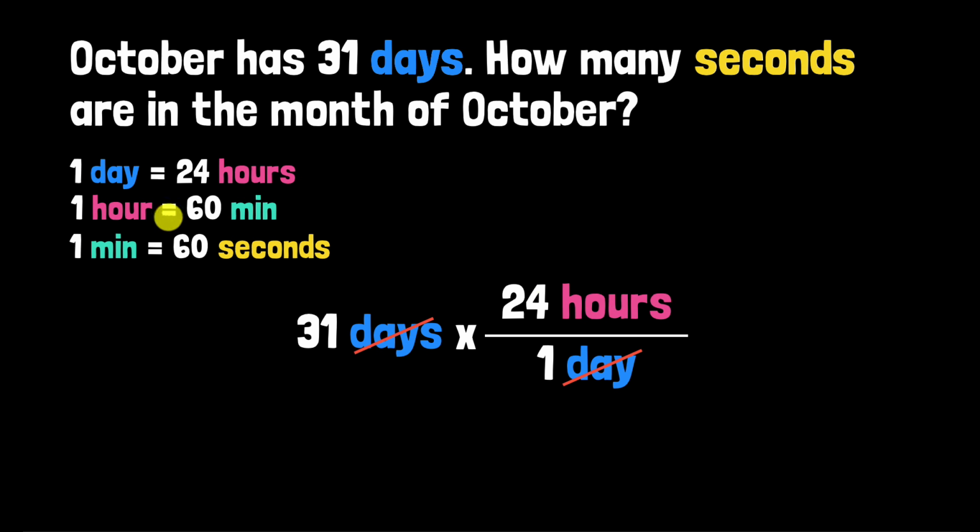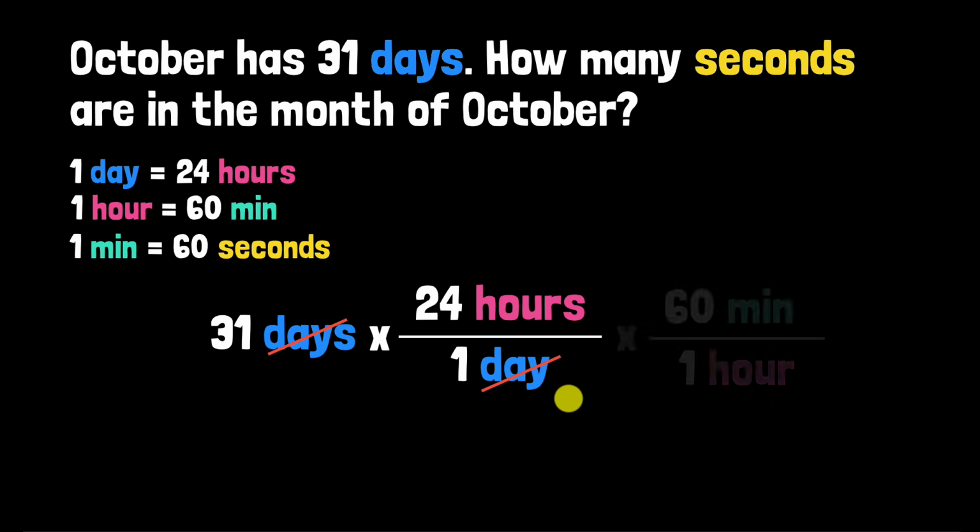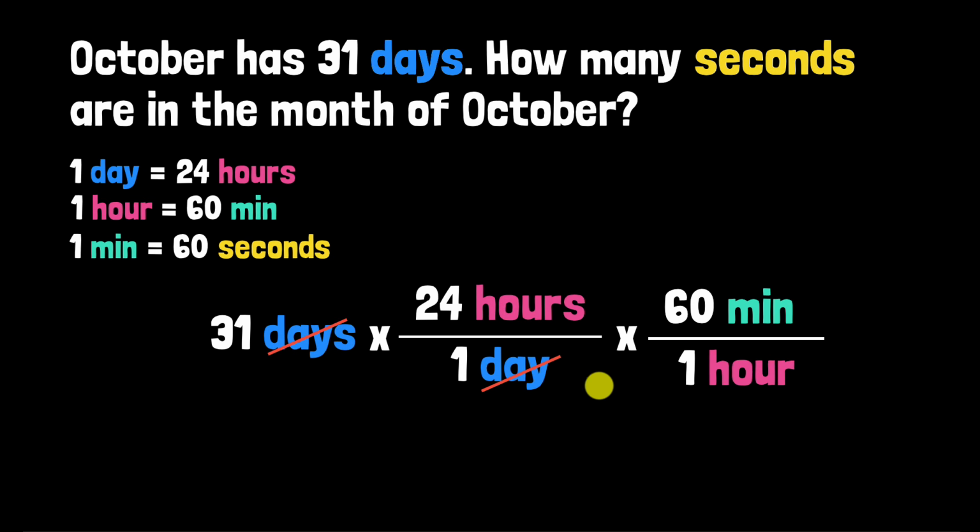Next, I'm going to use this conversion factor to go from hours to minutes. And again, how do I set this up? I want the hour in the denominator and the minutes in the numerator. So I'll multiply this by 60 minutes divided by 1 hour. And that helps me get rid of the hour.